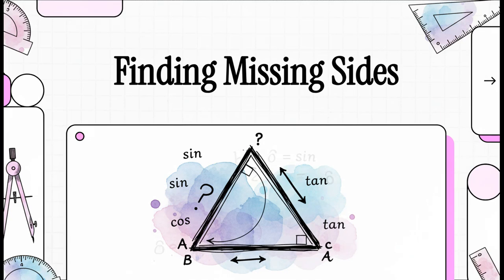All right, let's dive in. Today, we're going to master a core skill in trigonometry, and I mean it. By the end of this, you'll be able to look at pretty much any right triangle and find a missing side, even if you only know one other side and an angle. So, let's get to it.